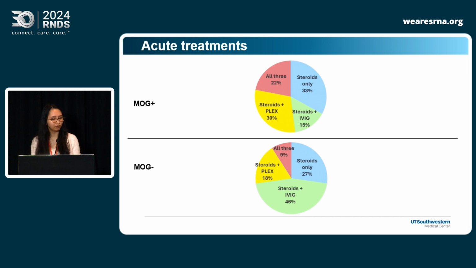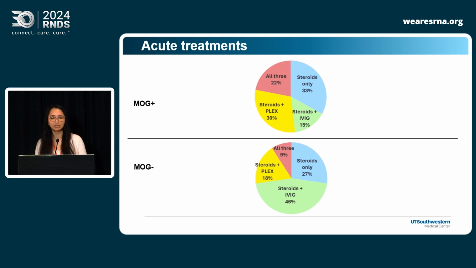Really, the steroid and PLEX group was 30%. All three is 22%. So if you total it together, it's about more than 50%. Whereas in the MOG-negative group, only about a third or a fourth of them receive plasma exchange. So what does that mean?